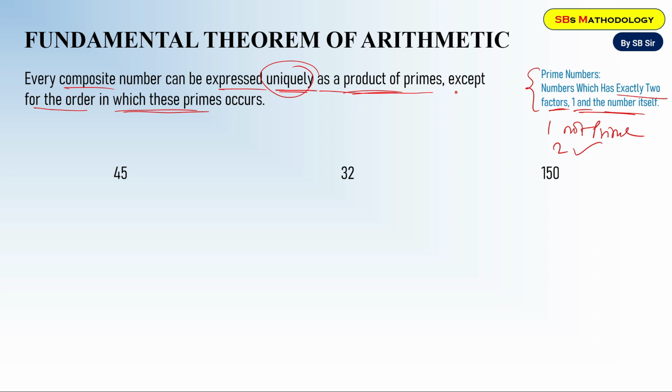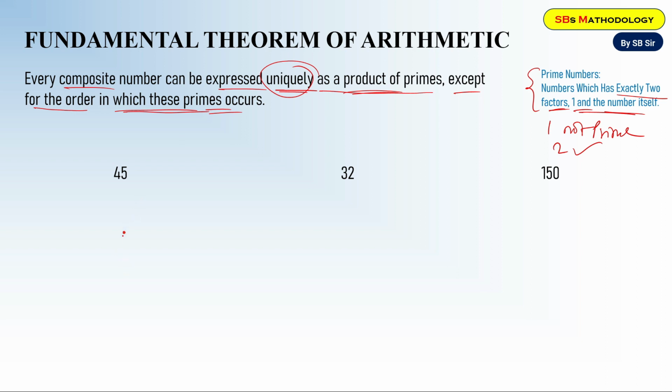This is why it is said: except for the order in which these primes occur. So if the primes occur multiple times, that doesn't matter. The expression must be unique. If we express one number and it gives us a certain prime, suppose 2, 5 times, and we express the same number in different ways, it cannot have more than 5 or less than 5 times 2. So it must be uniquely expressed. Let us jump into some examples to have a better knowledge of this fundamental theorem of arithmetic.